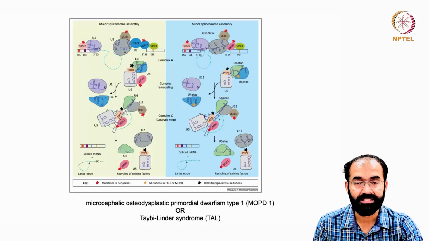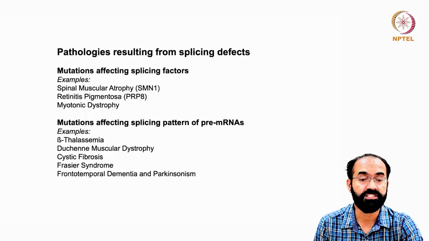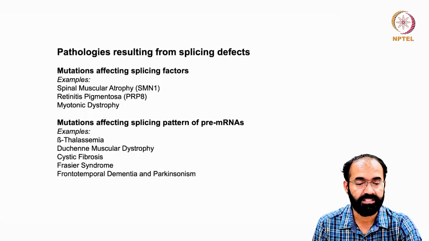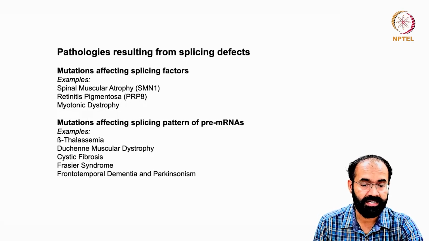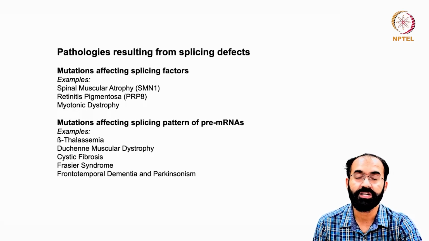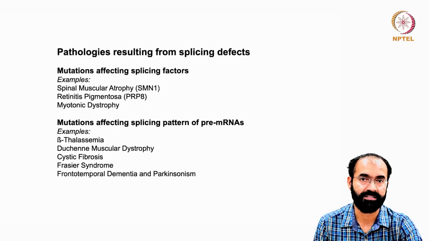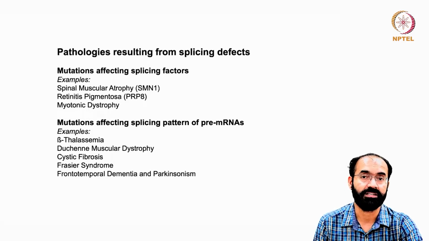Let us see some examples of defects, pathologies resulting from splicing defects. This we have seen, we are revisiting once again. Mutations can affect the splicing factors, and that can lead to diseases such as spinal muscular atrophy, retinitis pigmentosa, myotonic dystrophy. This is caused because of mutations in the splicing factors or the proteins involved in the splicing.